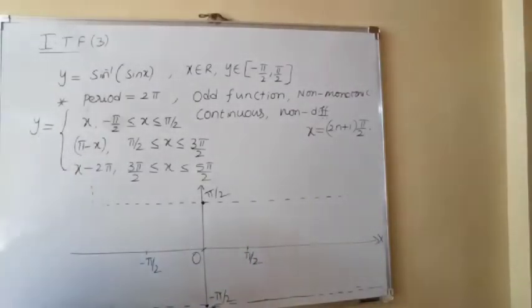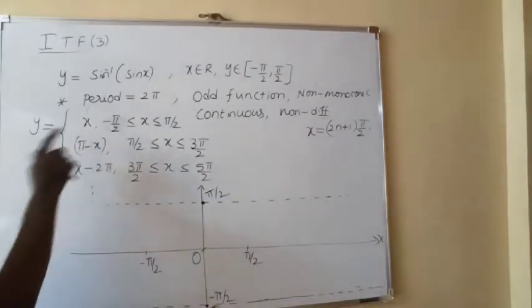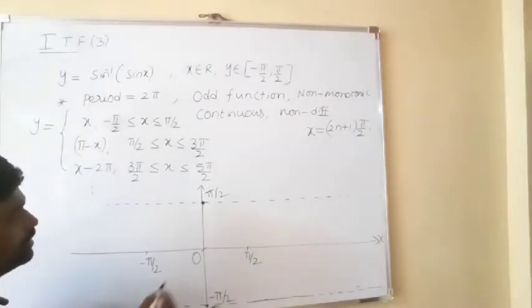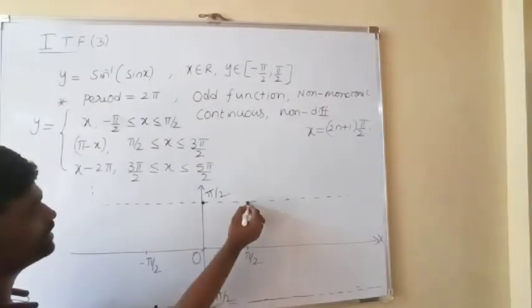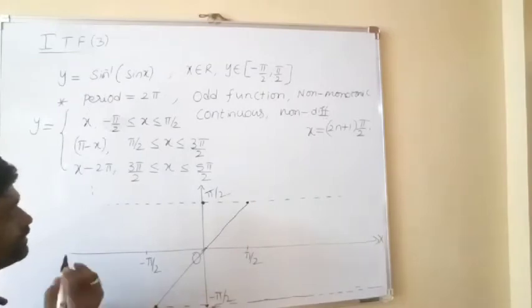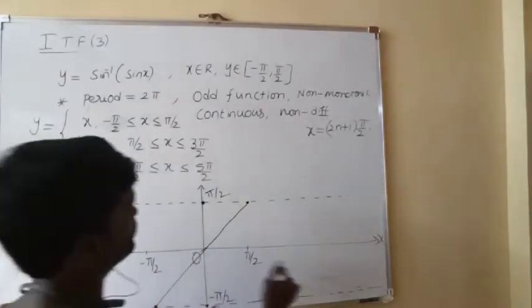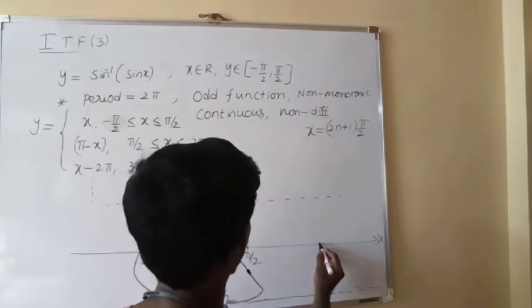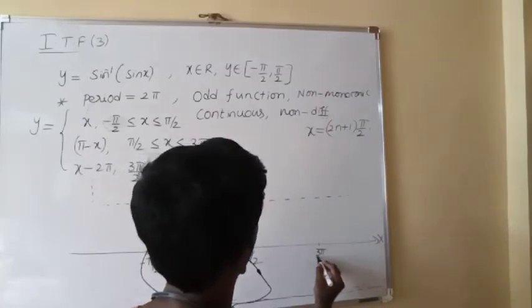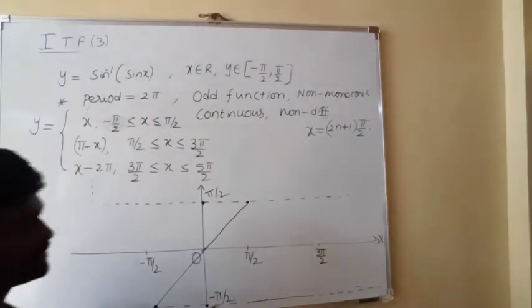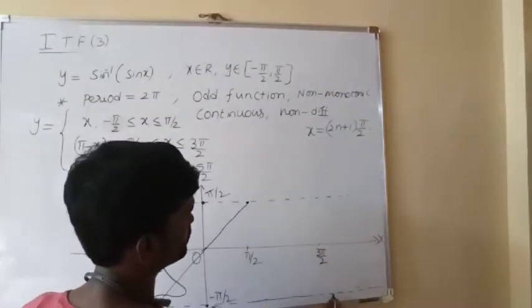So when x is lying between minus pi by 2 to plus pi by 2, what is the y value? x. So draw the y is equal to x graph between minus pi by 2 to plus pi by 2. Okay. Next, pi by 2 to 3 pi by 2. When x is lying between pi by 2 to 3 pi by 2, what is the graph? Pi minus x.